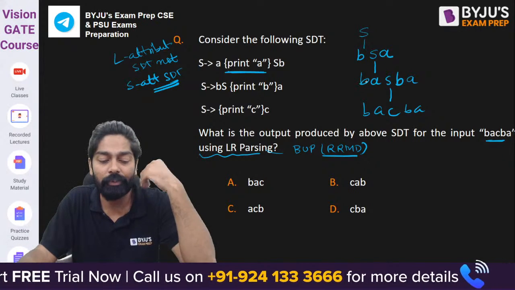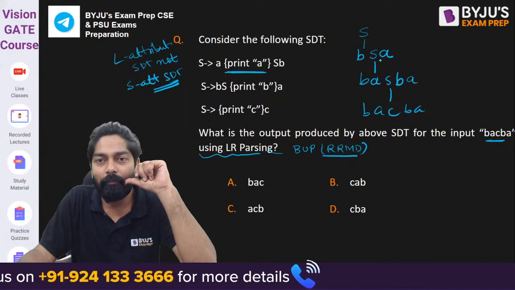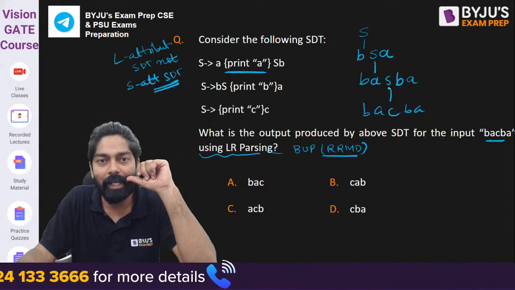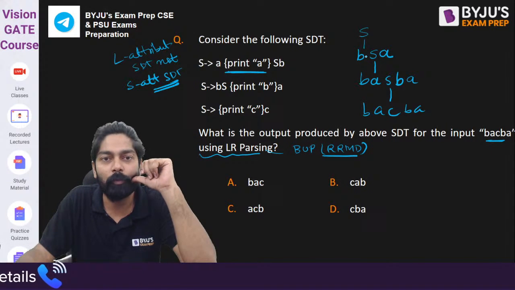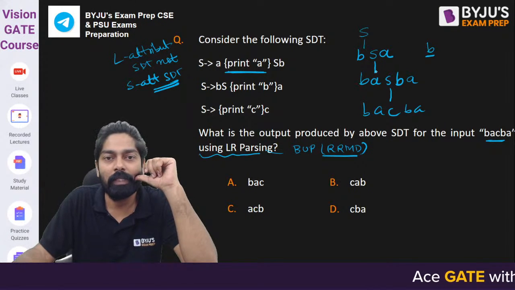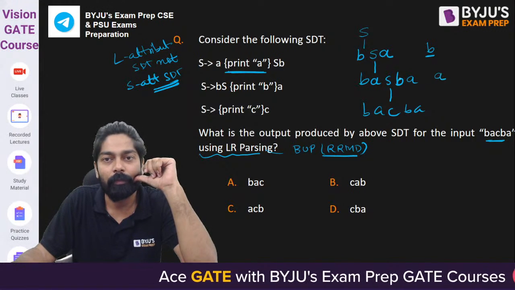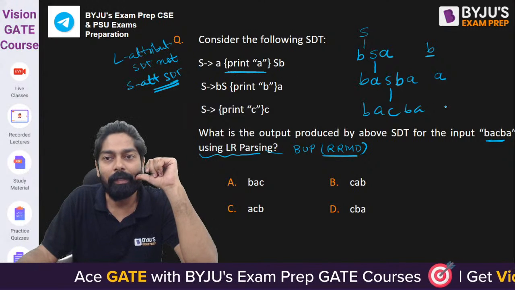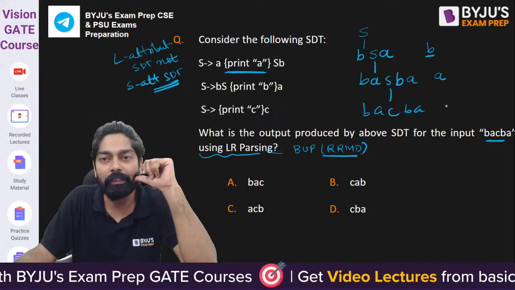You just draw the parse tree. Rightmost derivation I am doing. So B goes to BSA, and S goes to ASB, and S goes to C. So see clearly, B goes to BSA. You are printing B, my dear friend. Now here, B goes to ASB. You are printing A here. And here what are you printing? Here you are printing C.